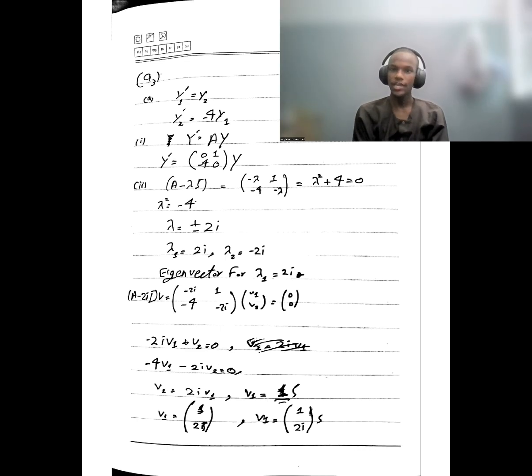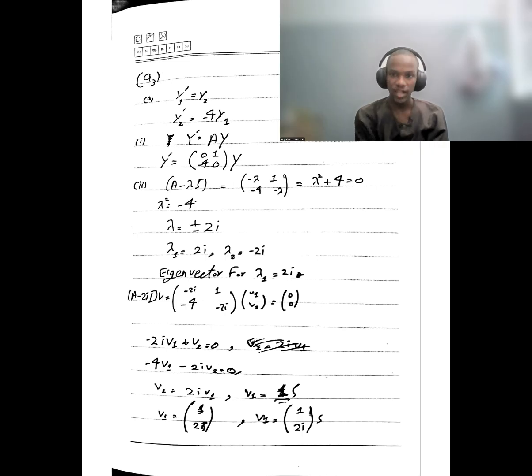For question 3a, homogeneous system of first order ODEs, we have y1 prime equals y2 and y2 prime equals negative 4 times y1. First, we need to write this system in matrix form. We have y prime equals A times y, where y is a vector containing y1 and y2, and A is our coefficient matrix. The matrix A is a 2 by 2 matrix whose first row is 0 and 1, and second row is negative 4 and 0.